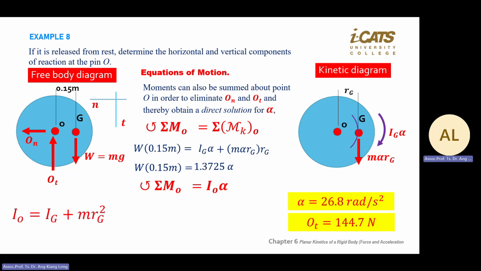So you have one set from the diagram: MO equal to MKO is from the diagram. Another set is MO equal to IO alpha that involves alpha. I'm just showing you that if you use IO to calculate, you will get the same answer as the previous one.